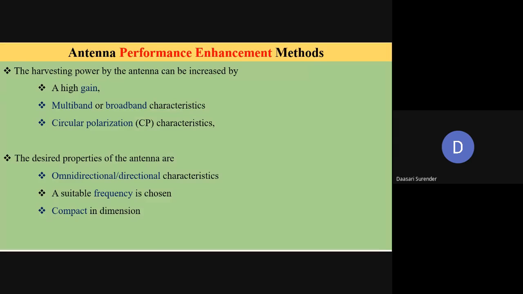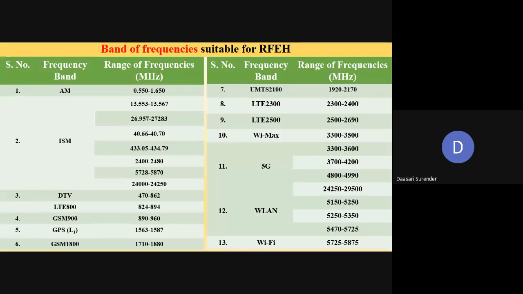And the next is a suitable frequency. Before designing any rectenna, it is most important to design the antenna at a suitable available frequency in the surrounding environment. And finally, a compact dimension of the antenna, which is used to explore the applications of rectennas in many fields. The various bands of frequencies that are suitable for RF energy harvesting are presented in tabular form.